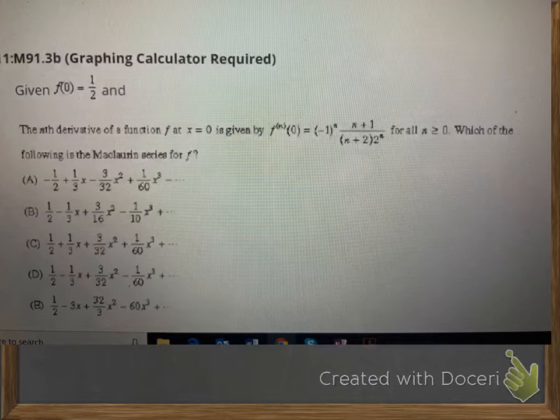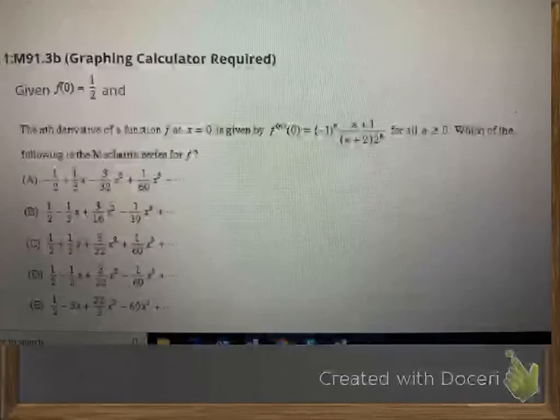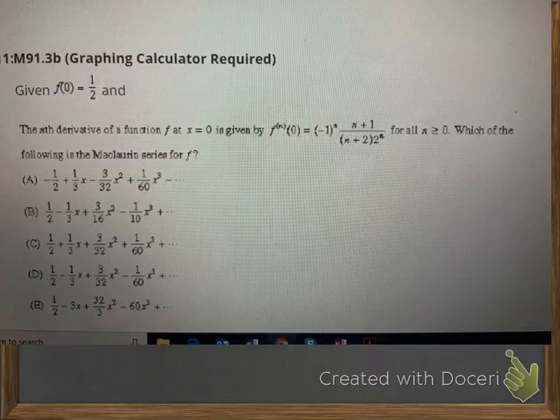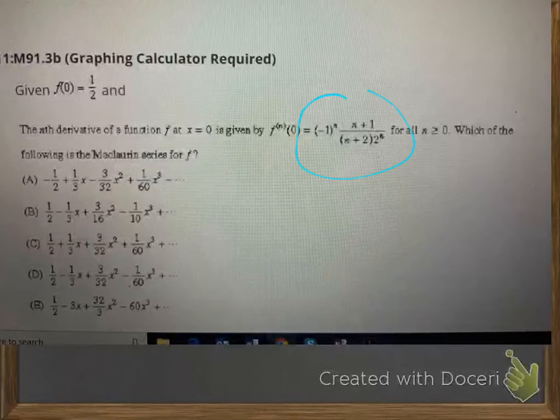All right, so this is question number 11 of the midterm, and what it's given is g of 0 equals a half. And the nth derivative of the function f at x equals 0 is given by that equation that's shown right here. And it's asking which of the following is the Maclaurin series for f itself.